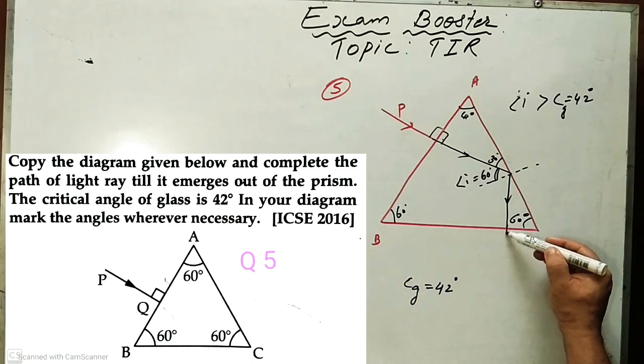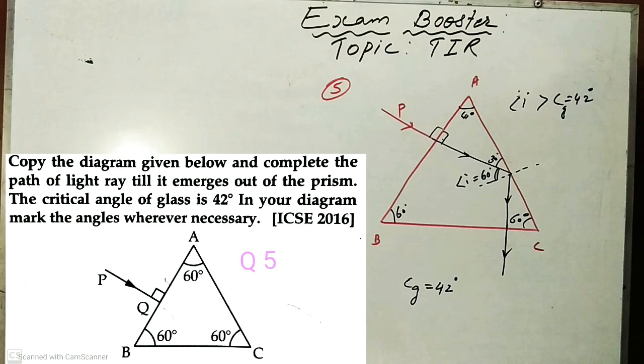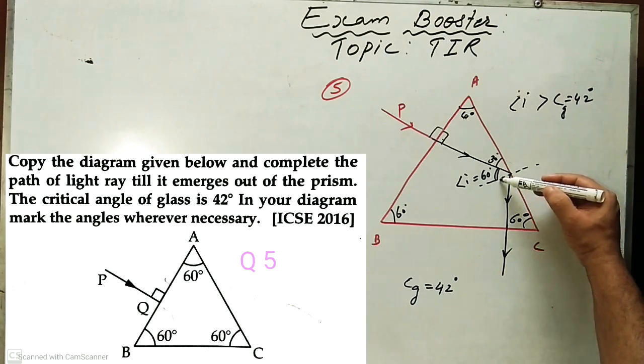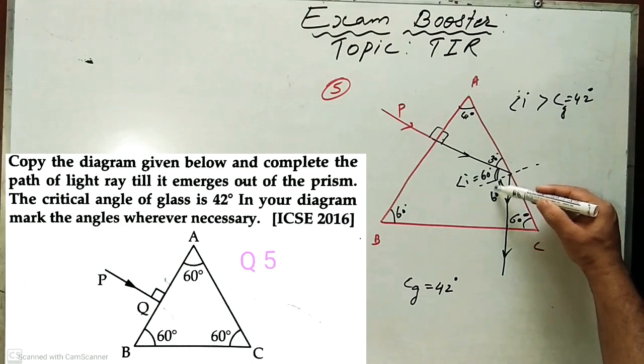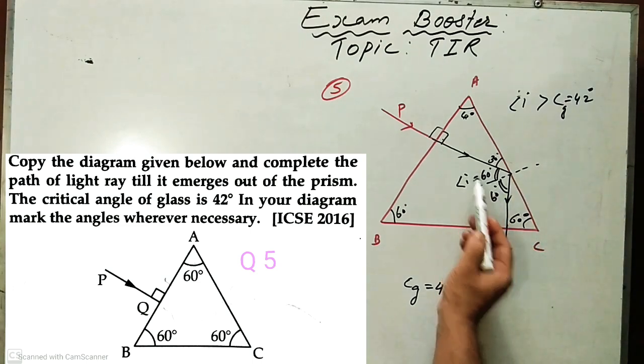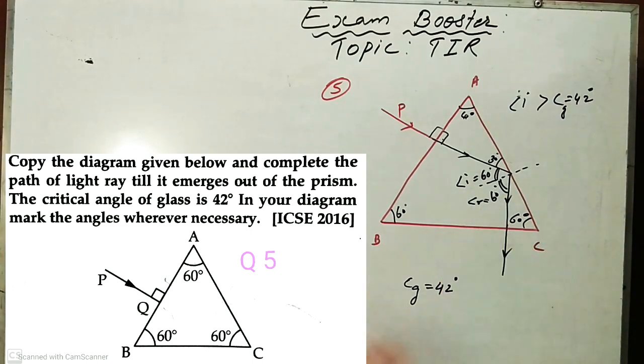Normally, for normal incidence, you know that it passes undeviated. So what is the angle of reflection? Through how many degrees is it getting further turned? Through an angle of 60 degrees, because the angle of incidence is equal to the angle of reflection.